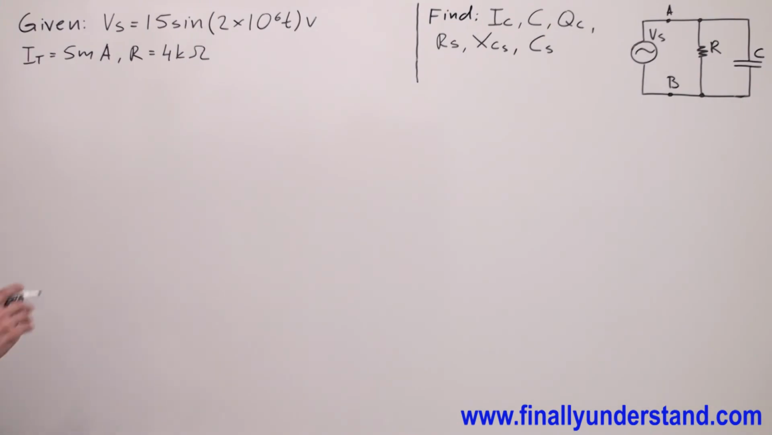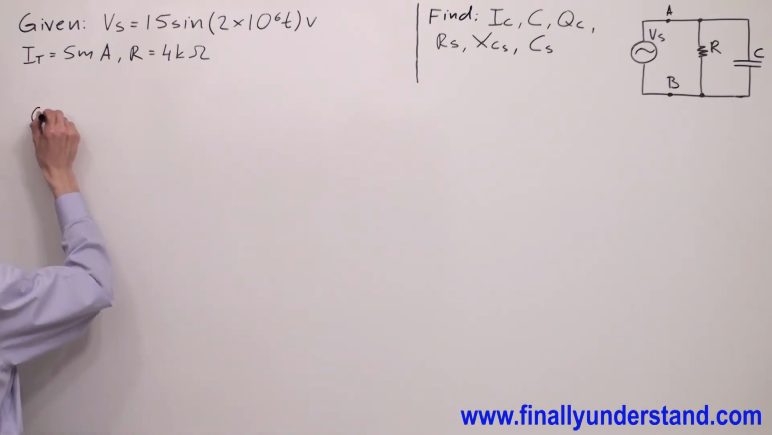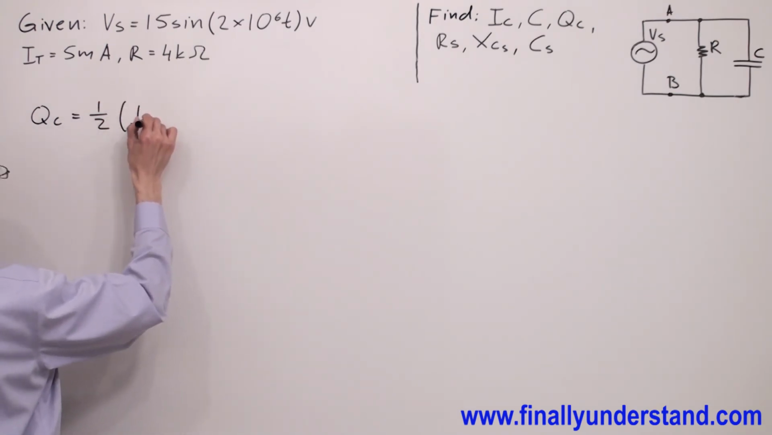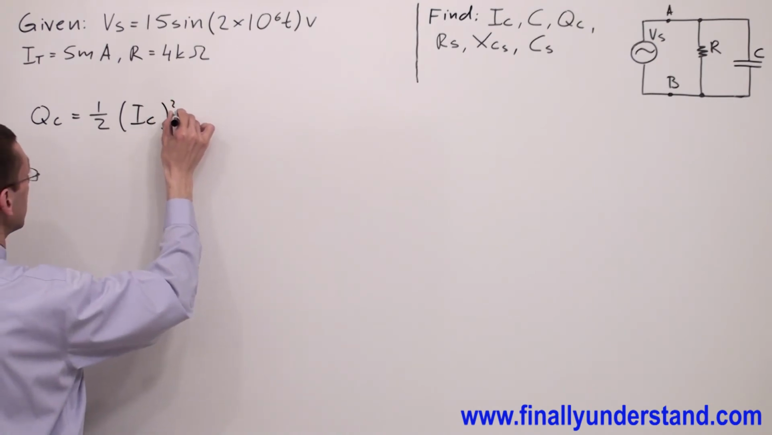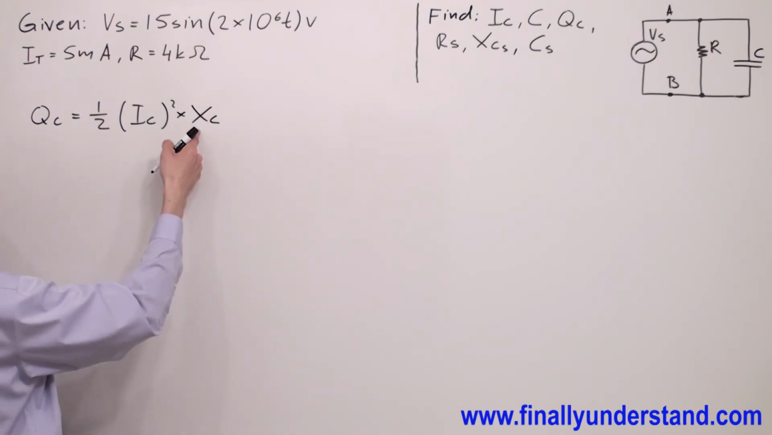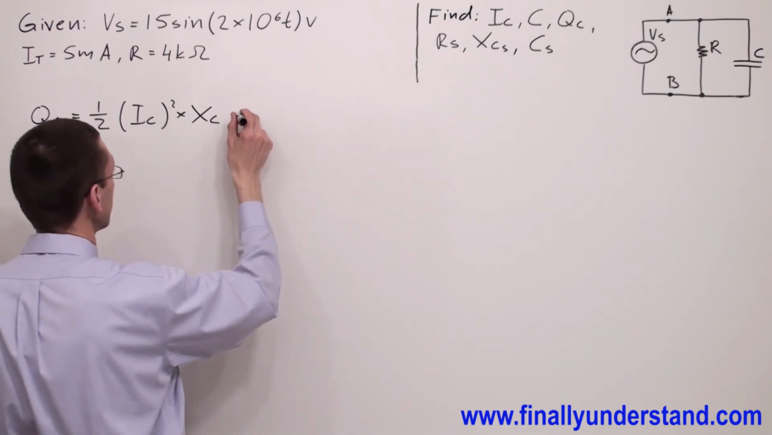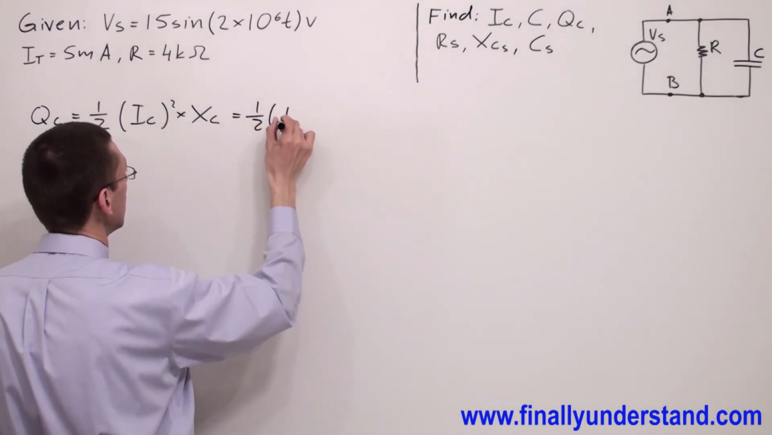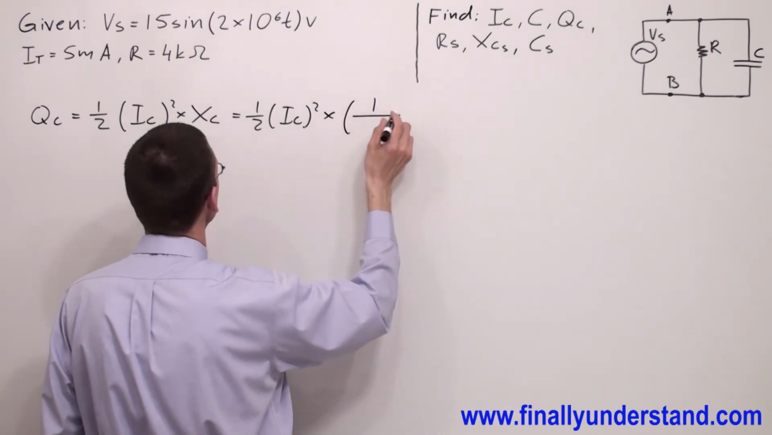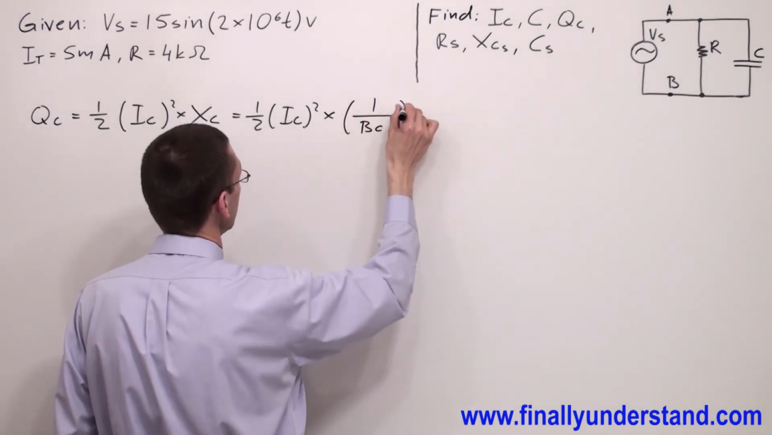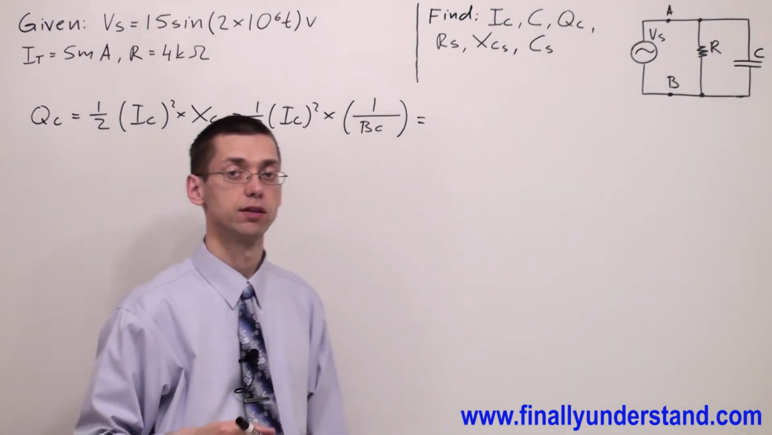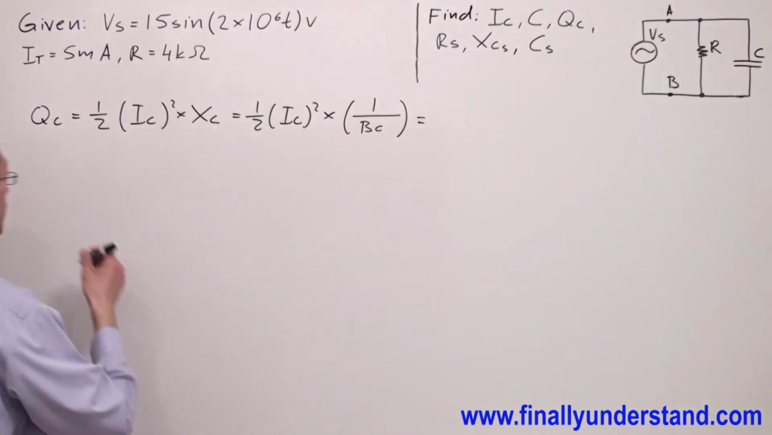Next, we're supposed to find the reactive power. QC is equal to 1/2 IC square times X of C. But again, we didn't find X of C. So we can rewrite this as 1/2 IC to the second power times 1 over BC. Okay, because X of C is equal to 1 over the capacitive susceptance.